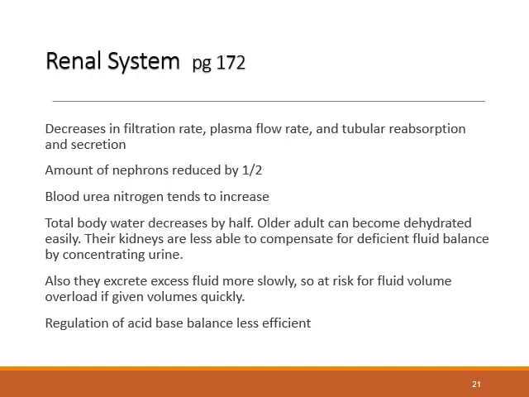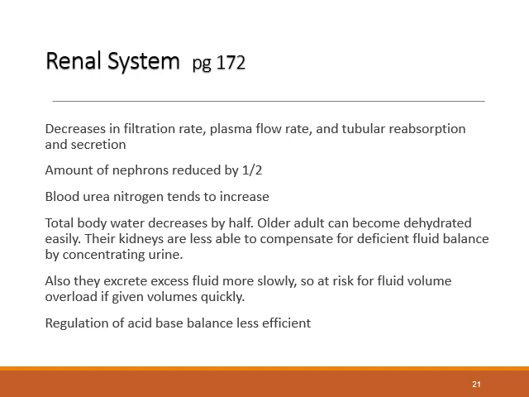So there's a decrease in filtration rate, plasma flow rate, and tubular resorption and secretion. So fluids aren't filtered as well, or reabsorbed or secreted as well. So that's why the patient's inability to concentrate urine can lead to dehydration. The amount of nephrons is reduced by 1/2. The BUN, or blood urea nitrogen, tends to increase because blood flow to the kidney is reduced, or the kidneys aren't functioning well due to disease or trauma or some other problem.